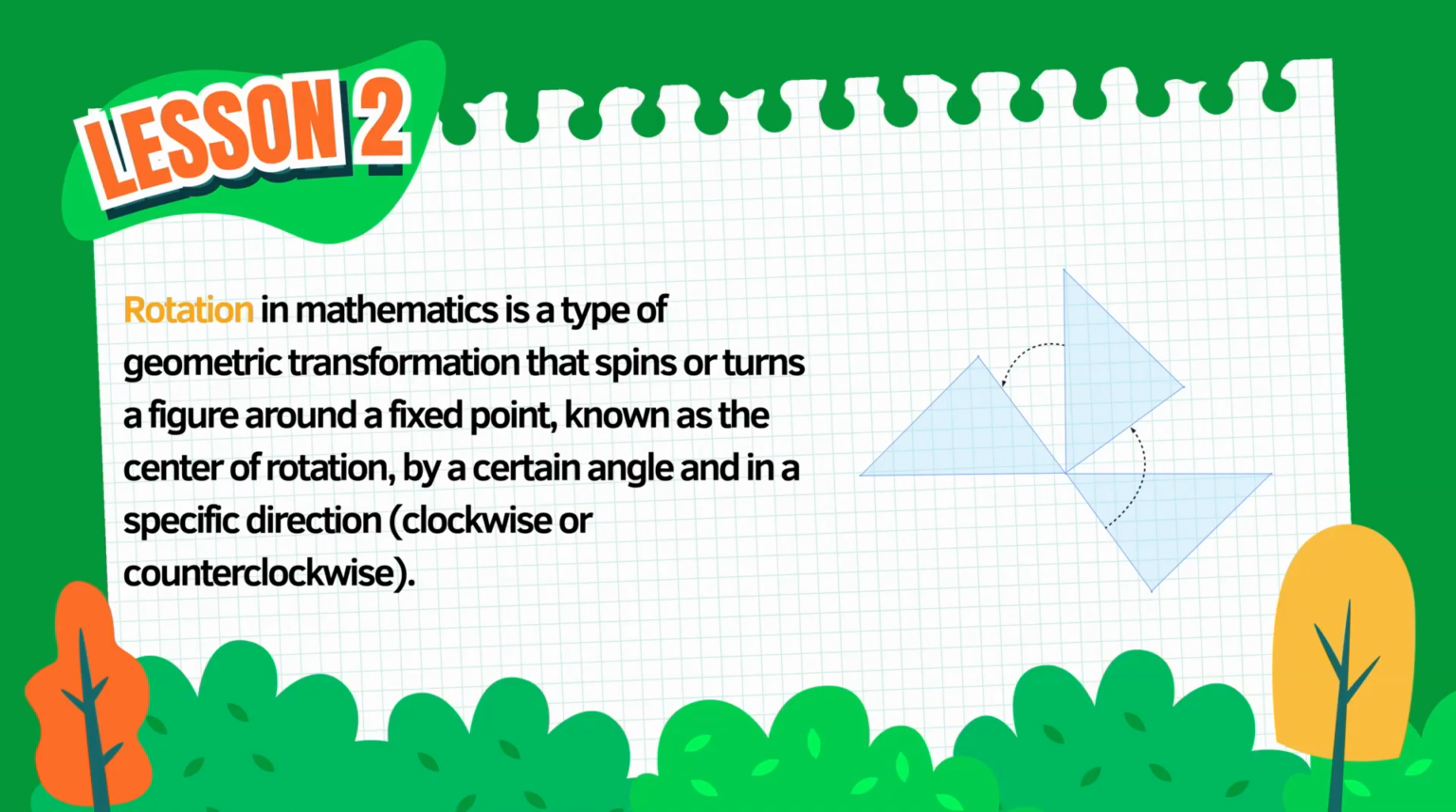Imagine the hands of a clock. Every time the minute hand moves, it rotates around the center of the clock. When it goes from 12 to 3, it turns 90 degrees clockwise. From 12 to 6, that's a 180-degree rotation. Another example. Picture a basketball player spinning around to dodge an opponent. Their body rotates around a fixed foot, just like how a figure rotates around a point in math.